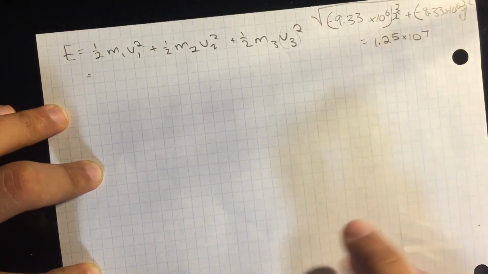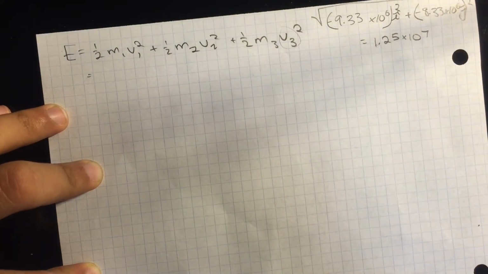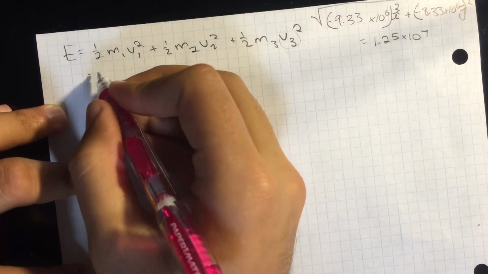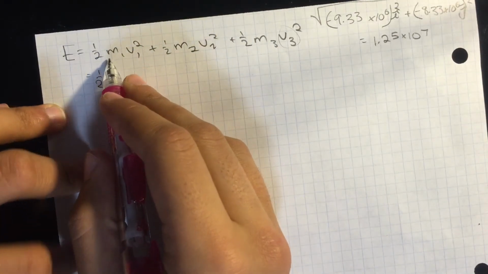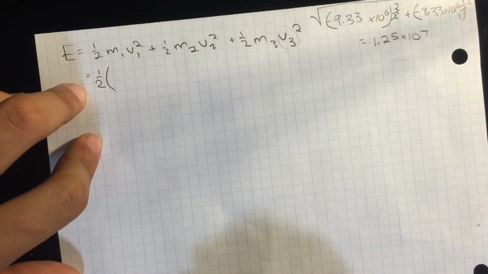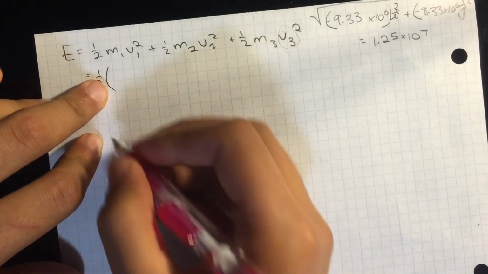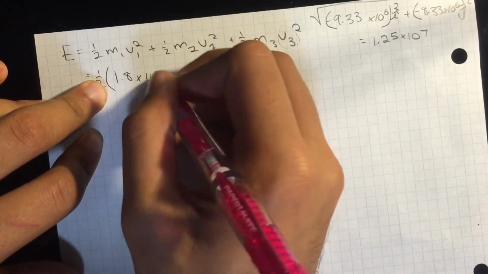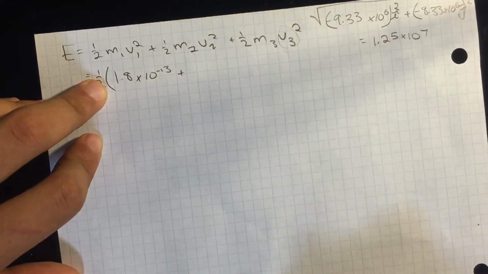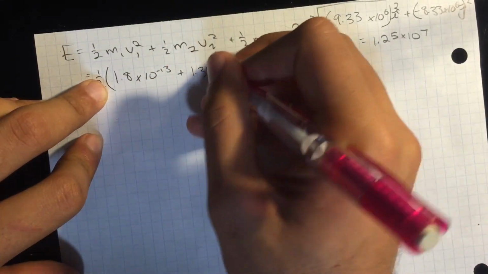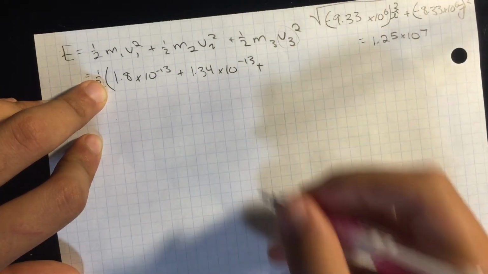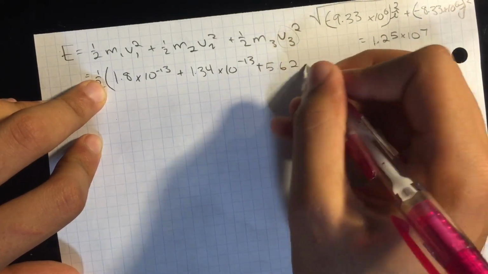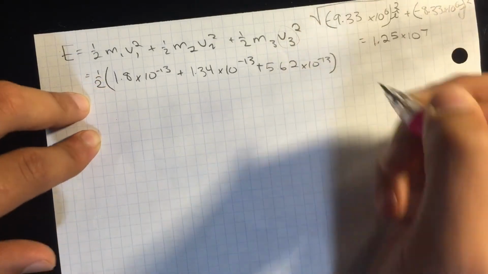So that's just for reference, but I'm going to give all the values for m1 and v1, the total value. So, or I guess double the kinetic energy for that first piece of mass is 1.8 times 10 to the negative 13. That second part is 1.34 times 10 to the negative 13. And this third part is 5.62 times 10 to the negative 13.